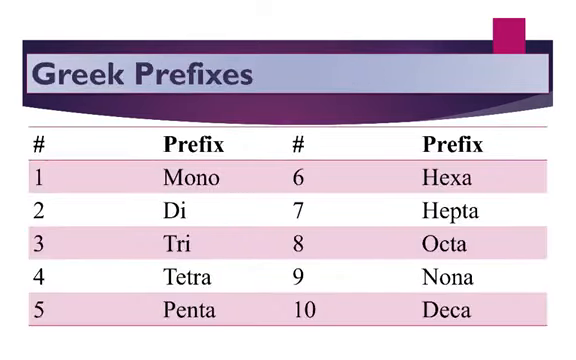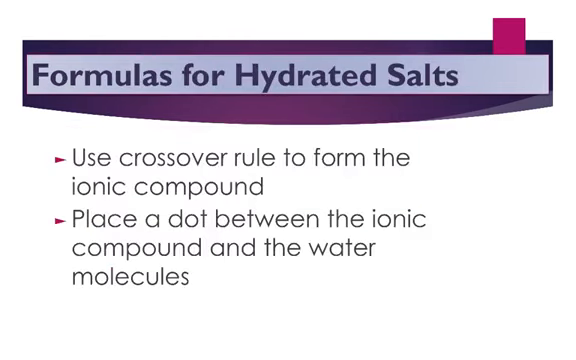These are the prefixes that you'll have some experience with. Again, we'll revisit these for covalent bonding, the same prefixes. We can go beyond 10, but we never do. So 10 is fine if you've got those 10. And when we're putting our formulas together, we're using our crossover rule as always. So the new piece here is not the ionic compound. We should have that under control. But the water piece that we're going to add in, we're going to put a dot between the ionic compound and the water molecule, and then we just put a number in front of the water molecule. Again, this is going to make sense when I show you in just a moment.